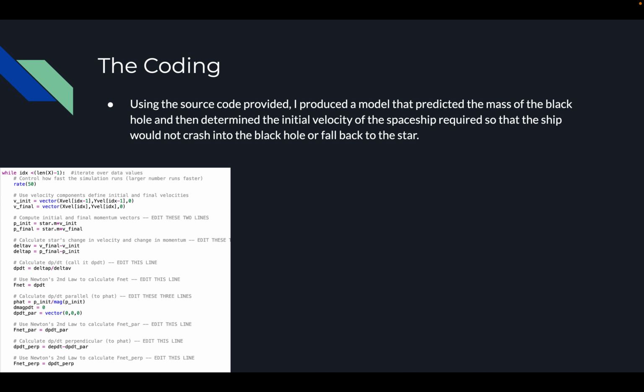The coding. Using the source code provided, I produced a model that predicted the mass of the black hole and then determined the initial velocity of the spaceship required so that the spaceship would not crash into the black hole or fall back to the star. And we see this in the bottom left.